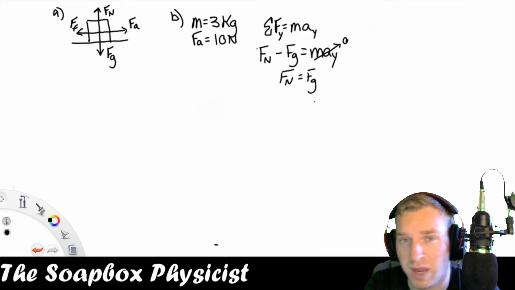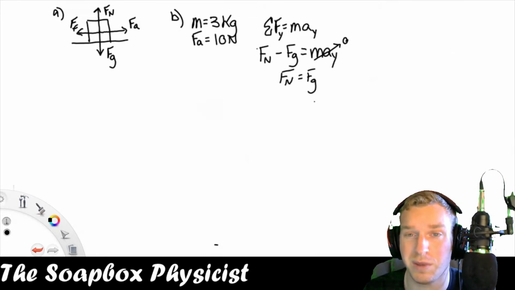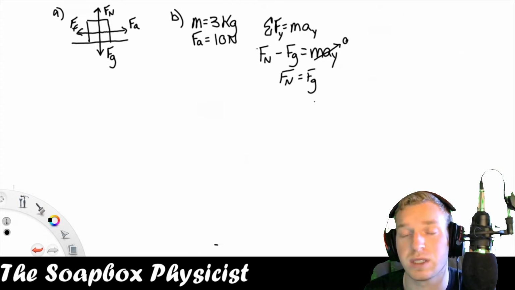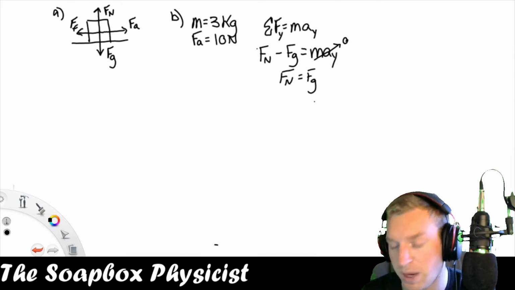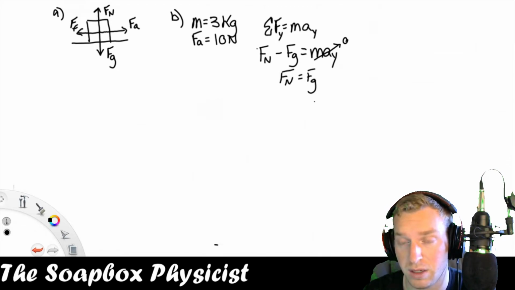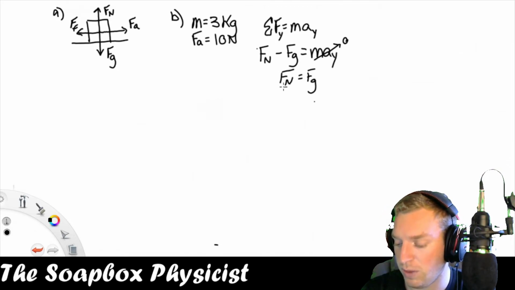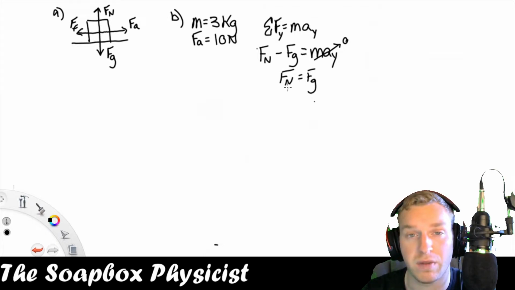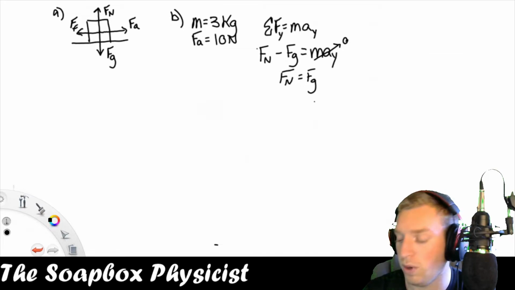Now this is a mathematical representation of something we already said. We said that the forces have to cancel out. In order for them to cancel out, they have to be equal, and here's our mathematical representation of that. So, you might think, okay, well if I know what Fg is, then I can find Fn, but I don't know what Fg is. But I do know what mass is.